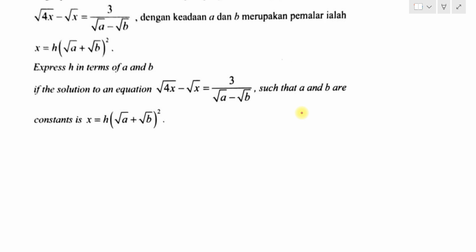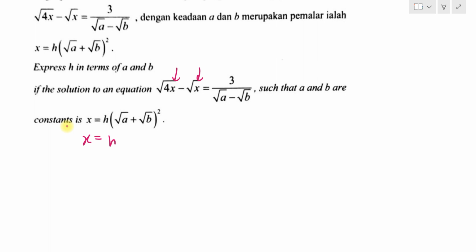What we can do is substitute the x inside first. We get the equation first. We want to find H in terms of A and B. Express H in terms of A and B. Obviously I want to replace the x with this. But why don't we simplify this first?